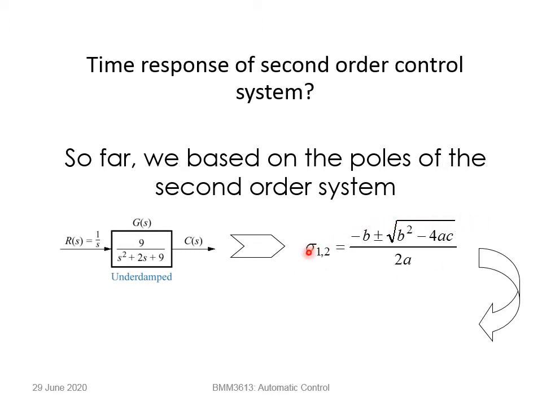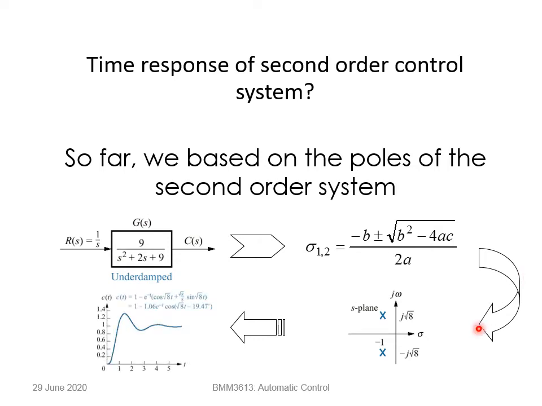So you can just plug in the formula of a quadratic equation or second order system equation to find out the roots or the poles, and then you'll end up with a certain position of poles, right? So this is an example. This is an example for an underdamped system.